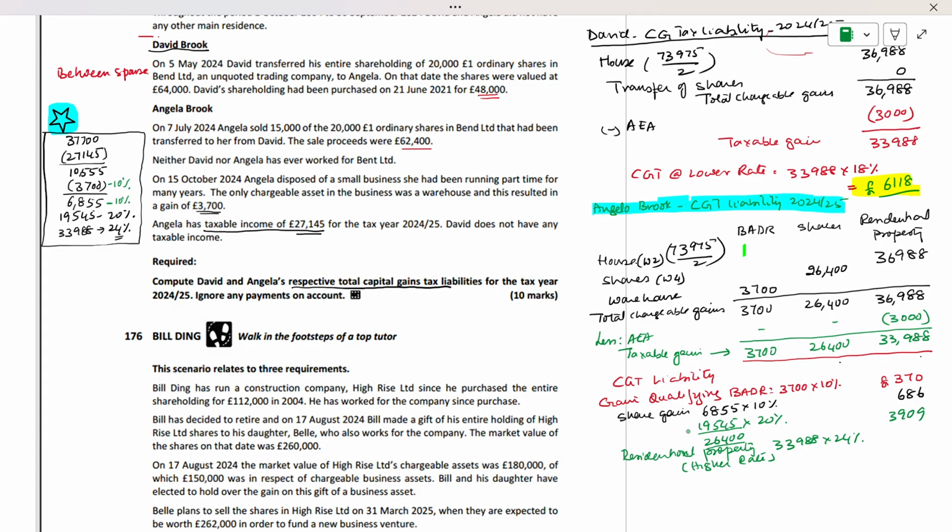8,157. Total comes to how much? 13,122. This is called the capital gain liability. Are you clear about this?